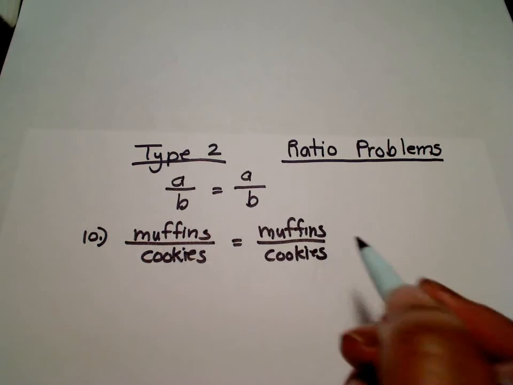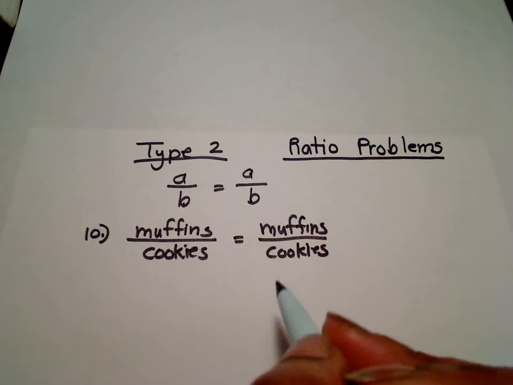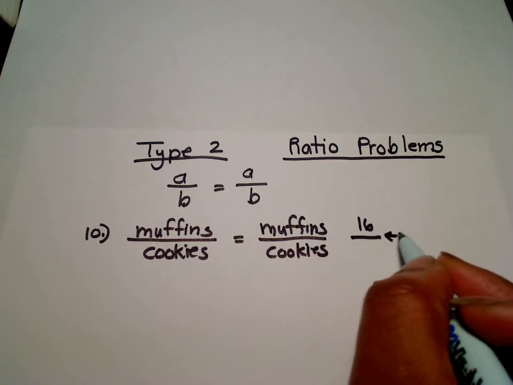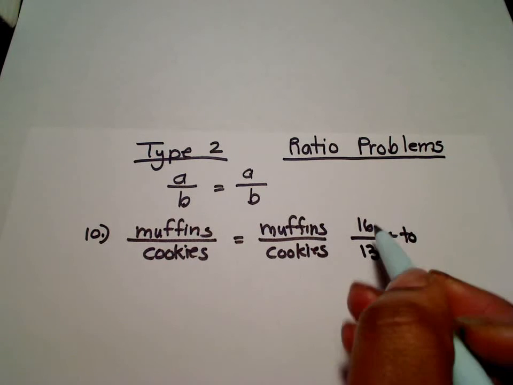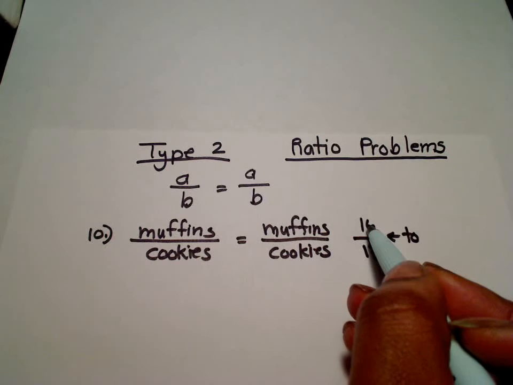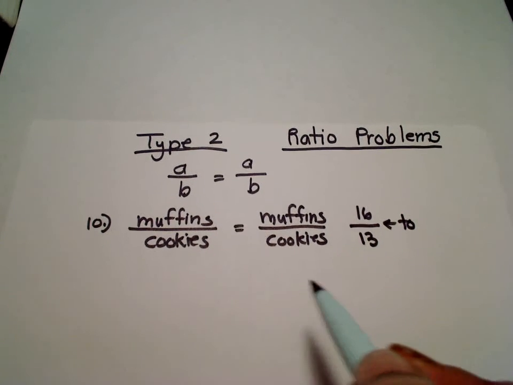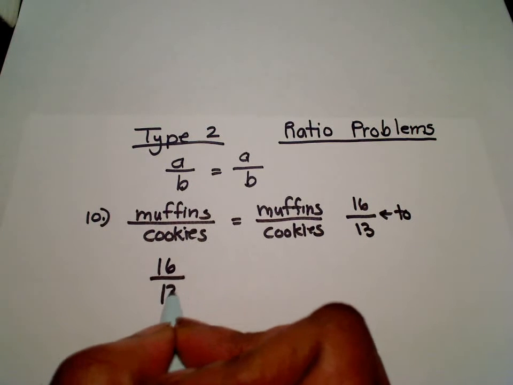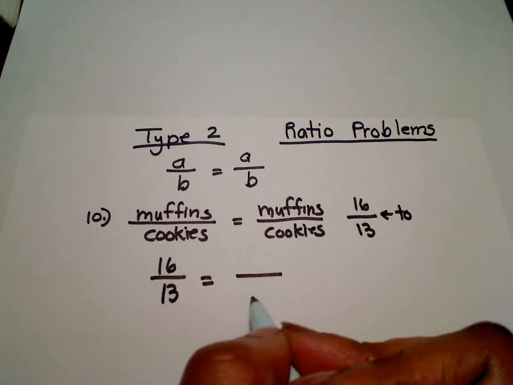Now if you take a look at the problem, they talk about a ratio of the numbers that are sold, which are 16 to 13. So 16 to 13, and that's read as 16 to 13. That means for every 16 muffins, 13 cookies were sold. So now let's just set up our ratio. First we have 16 over 13 equals something with muffins and cookies.